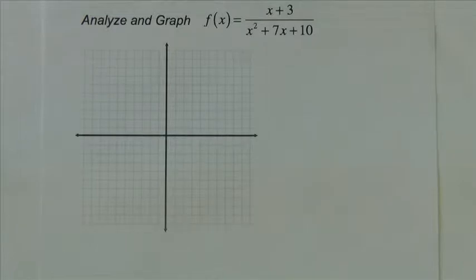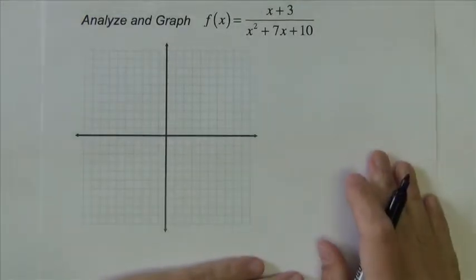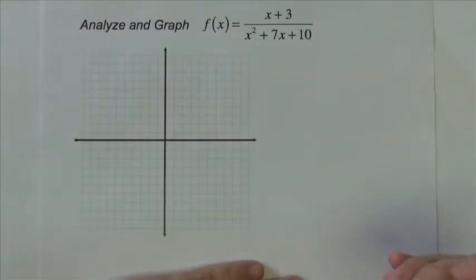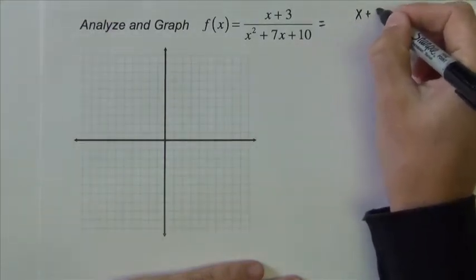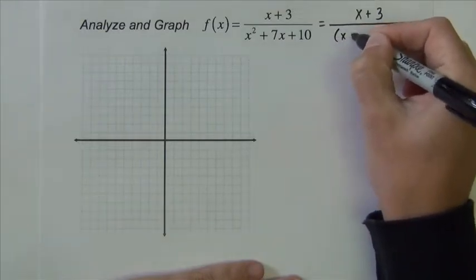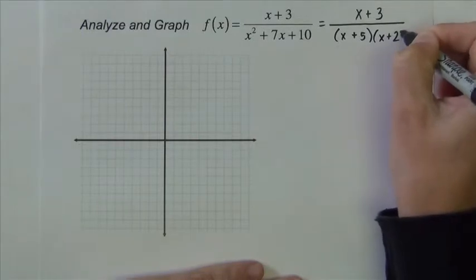Alright, directions say analyze and sketch the graph. The first thing I like to do, if I recognize any opportunities to factor polynomials, is go ahead and do that. The numerator does not factor, but the denominator does. The denominator factors into x plus 5 and x plus 2.